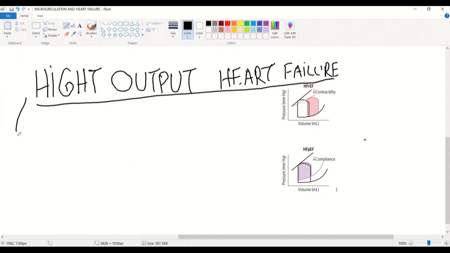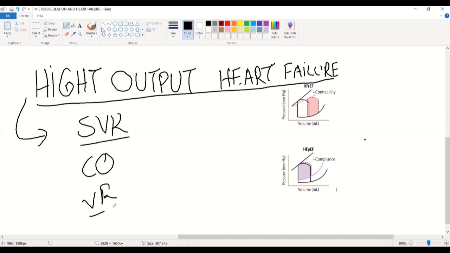So the arrow question: this is basically a rare type of heart failure. What will happen to the systemic vascular resistance in high output heart failure? What happened to the cardiac output? And what happened to the venous return? This is a high yield concept. In high output heart failure, what happens to the systemic vascular resistance? Increase, decrease, or remain unchanged? Decrease.